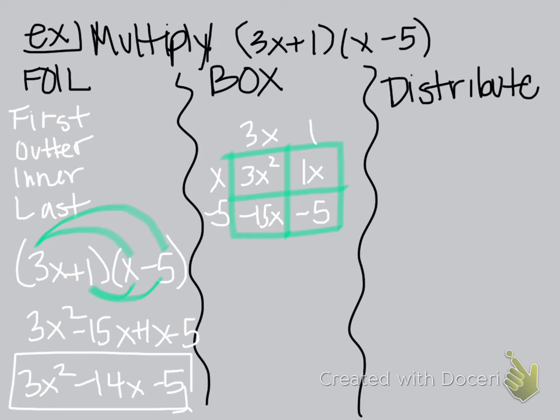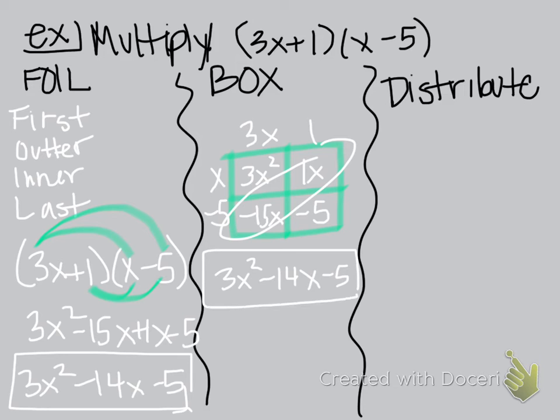For the box method, people, your like terms are always going to appear on the diagonal right there. So again, I get 3x squared minus 14x minus 5. Just make sure you don't get multiplying crazy. You are now adding after you do that first step of multiplying.